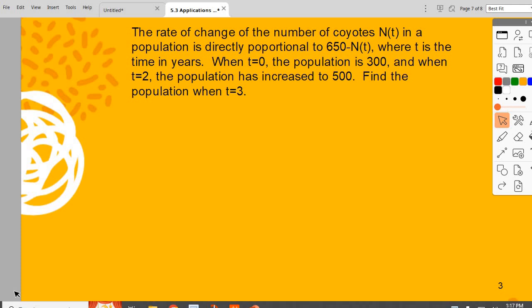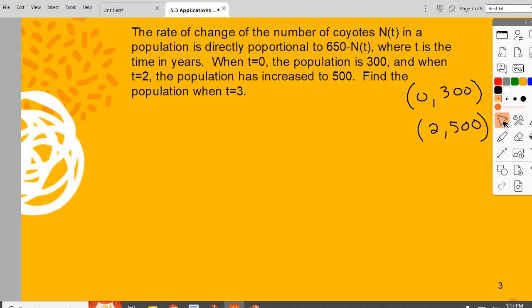What do we need? We need the 2 points: (0, 300) and (2, 500). So they do give us 2 points. Why do they give us 2 points? For a growth model. So we do need a growth model. However, we do need to be slightly careful.